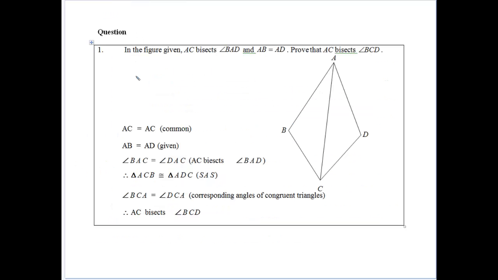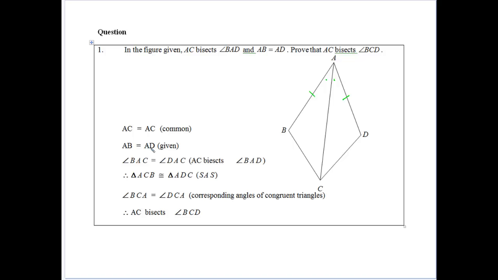So how do we see them? Well, in this figure, we've got ABCD with AC down there. We're told that AC bisects BAD. So we're told that these two angles are equal, and we're also told that AB and AD are equal as well. So, let's see if we can prove that AC bisects BCD.